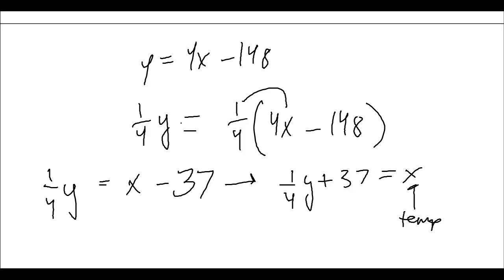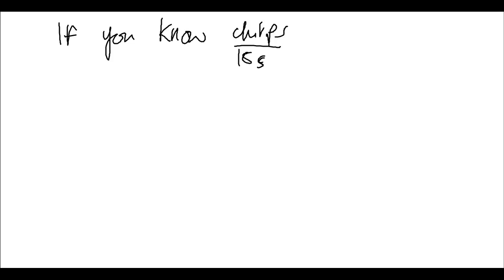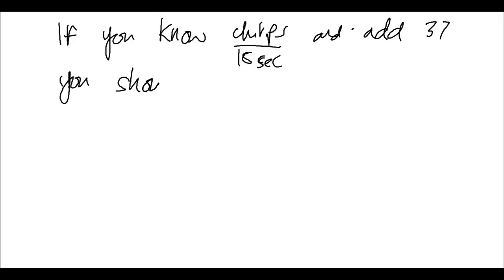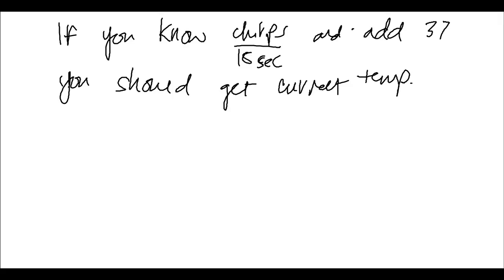So this is saying that if you've counted the number of chirps that have been made in a 15-second time interval and add 37, you should get the current temperature. Okay, so that second problem is really just rearranging the equation and converting from chirps per minute to chirps per 15 seconds.